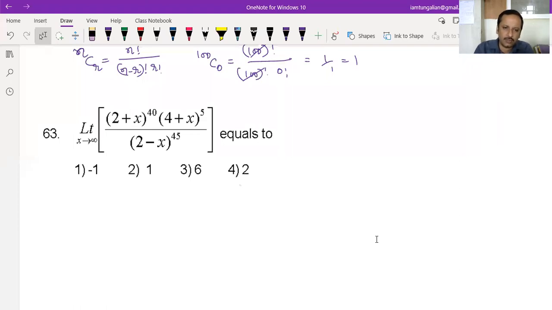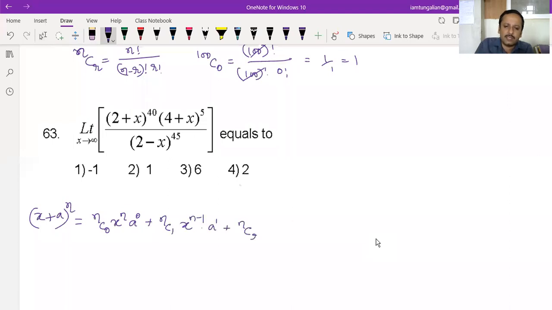Before this, I have explained to you the expansion of x plus a whole power n, right? This is equal to nc naught x power n a power 0 plus nc1 x power n minus 1 a power 1 plus nc2 x power n minus 2 into a square and so on till ncn x power 0 a power n, right? So now from this I will explain what x minus a whole power n is.